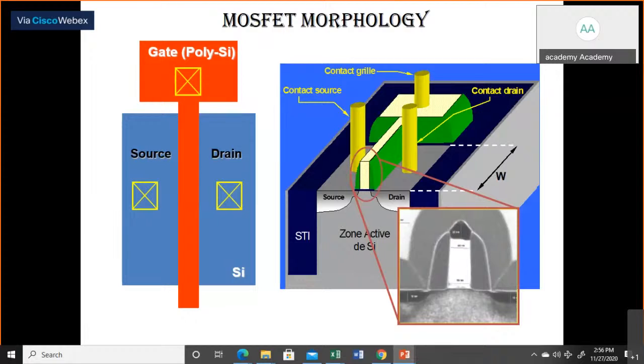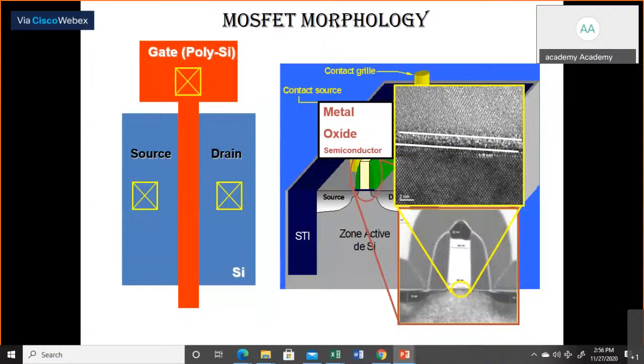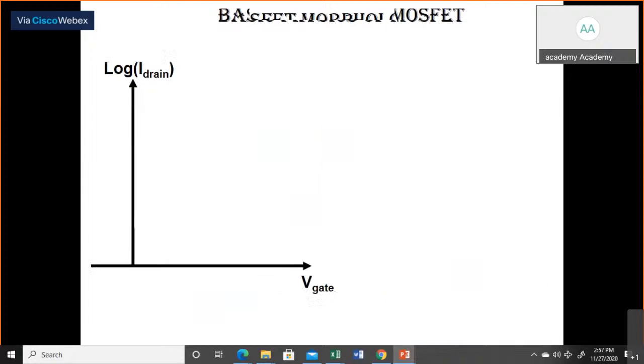effective length of the MOSFET, from source to drain. This is called the effective length. You can see how the metal oxide can be visualized. We see SEM images and TEM images, which are commonly used for taking pictures and showing research outcomes. So these are some pictures.